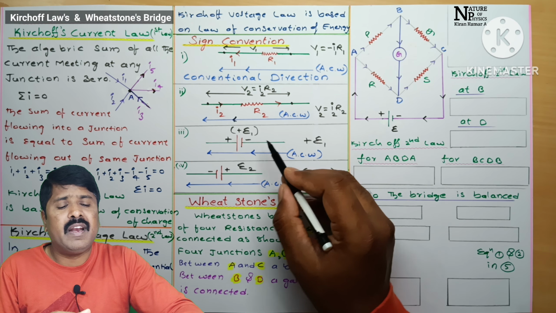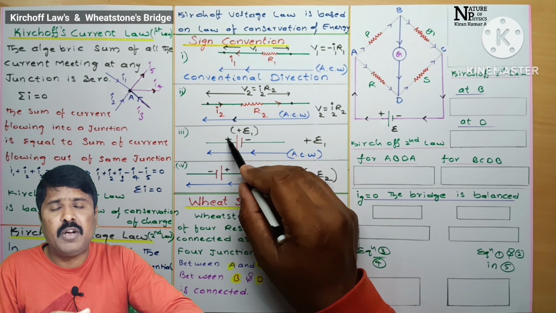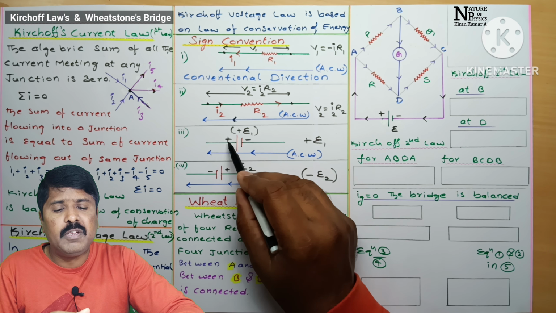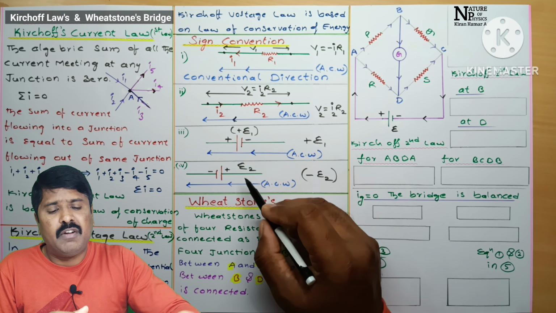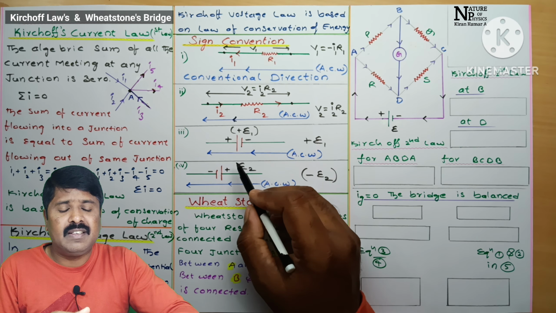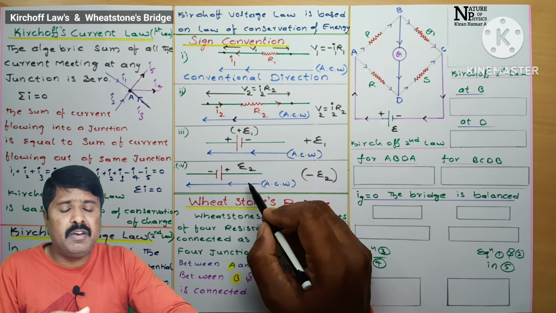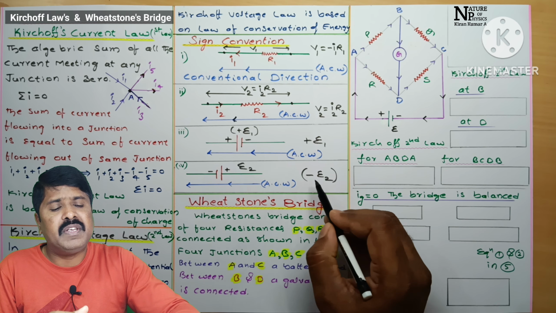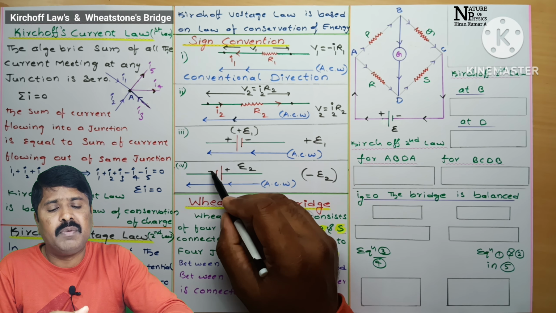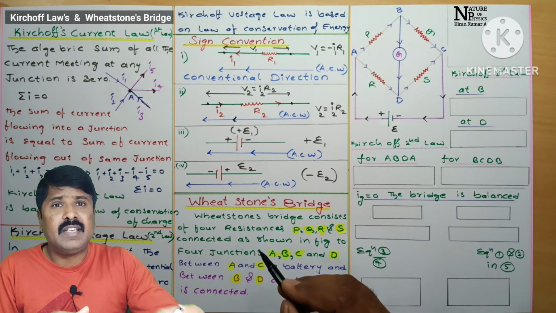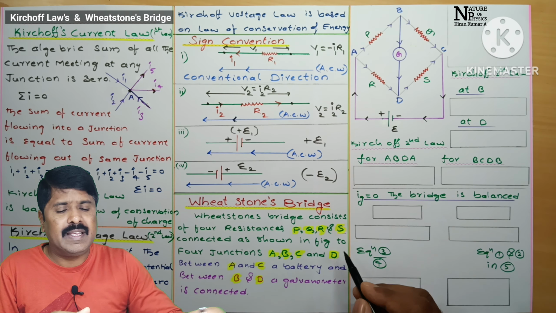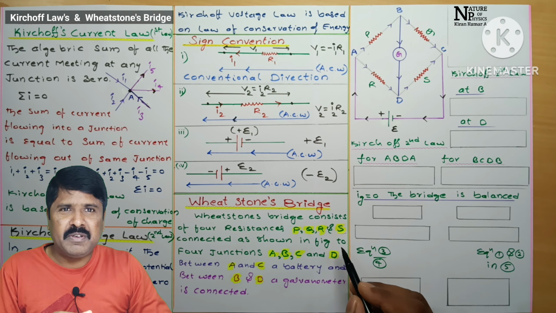Here the conventional direction is crossing from the negative terminal to the positive terminal, ending with the positive terminal, that cell EMF is taken as positive. And in the fourth one, the conventional direction is crossing from the positive terminal to the negative terminal, that cell EMF is taken as negative because of sign convention, ending with the negative terminal of the cell or battery. These are the very useful points to solve this. Next, I am going to explain the Wheatstone bridge.